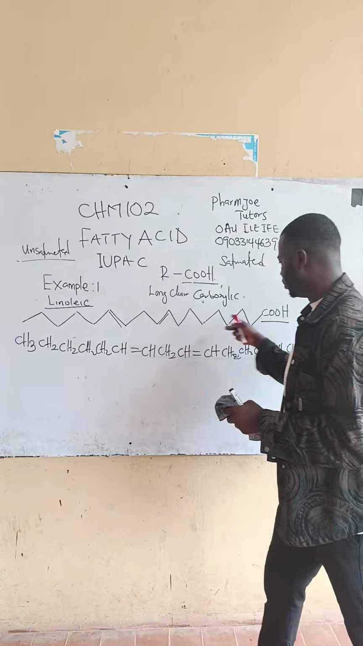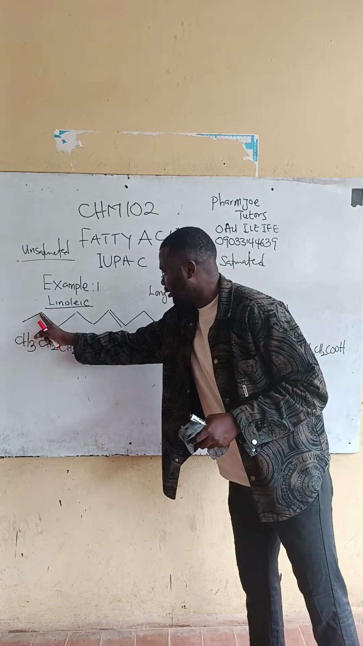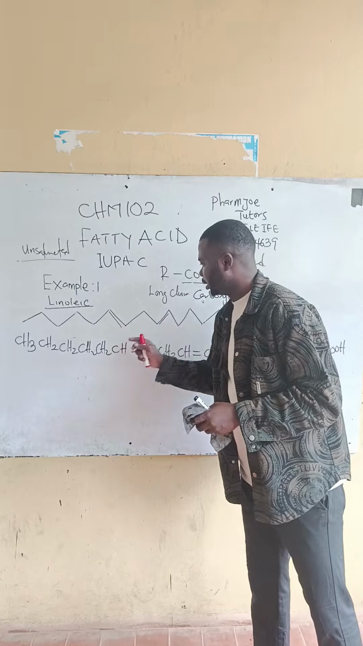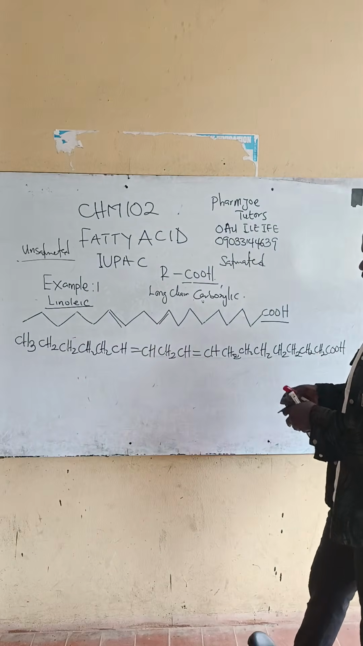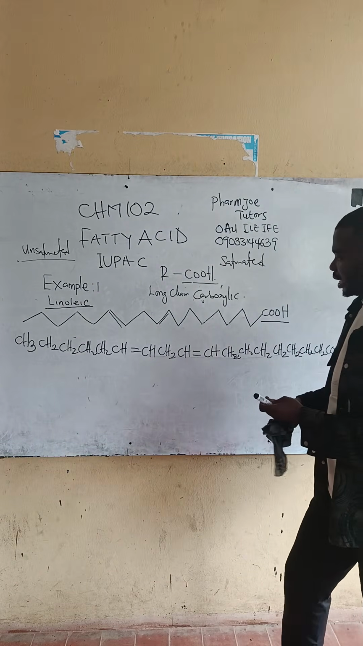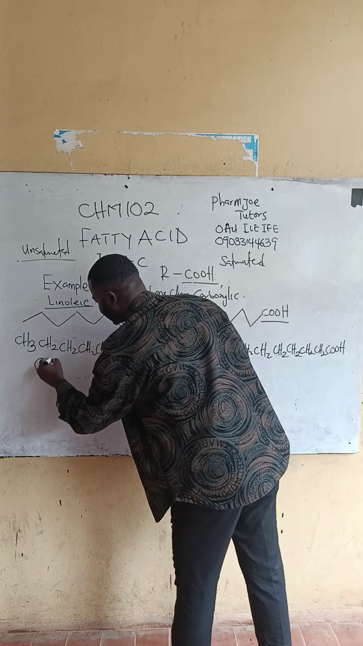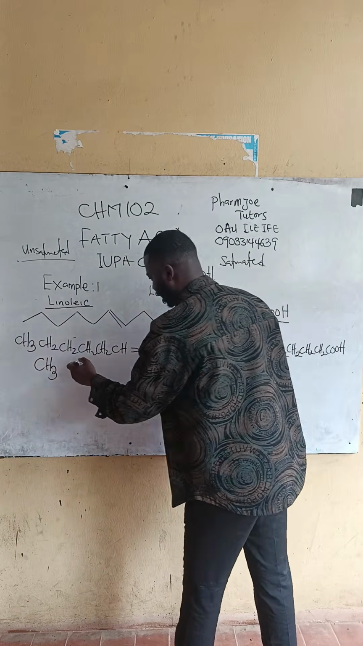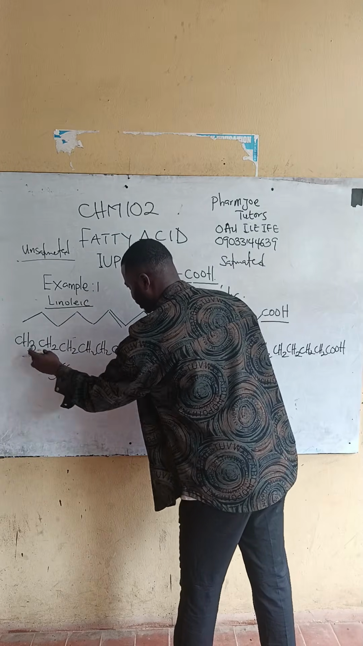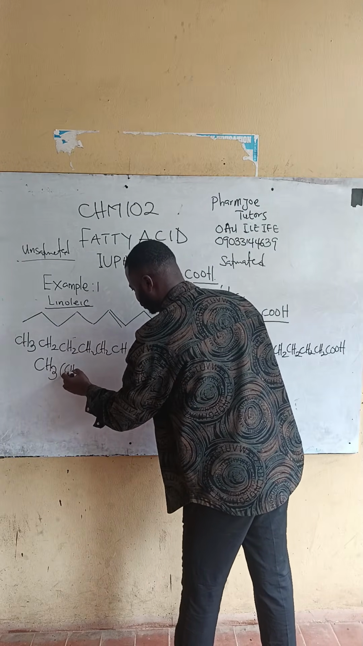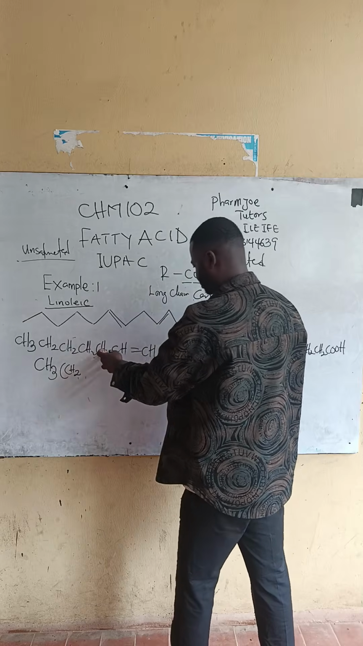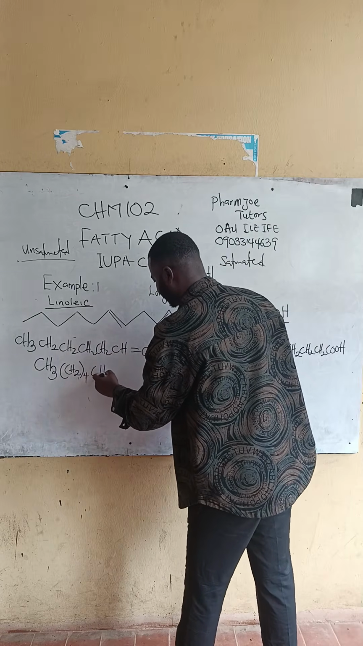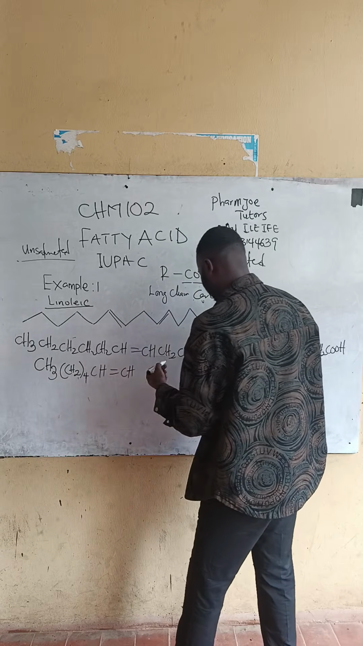Now, this is the line formula. If you want to write it out, this is CH3, this is CH2, CH2, CH2, CH2, CH. So this is another way to write it. For some people, you can write it in shorthand. You can say CH3, then count 1, 2, 3, 4. You can put all of them there. Then you can say CH2, 1, 2, 3, 4. Then you say this is CH, double bond CH.